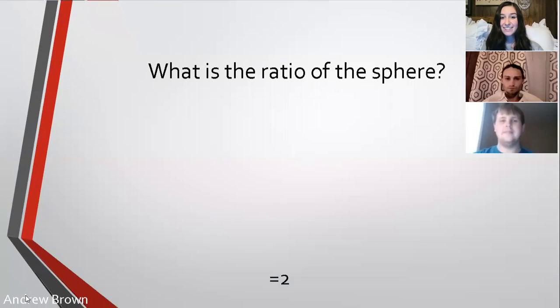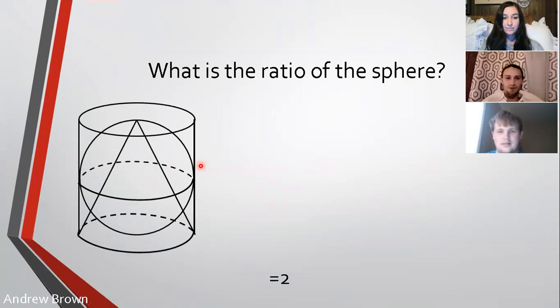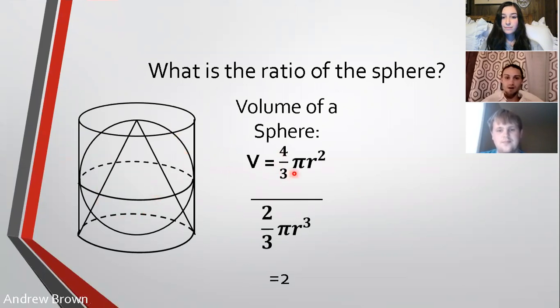You're welcome. Okay, Andrew, so what is the ratio of the sphere? Okay, good question. Let me pull up the sphere real quick. All right, so you see the sphere right there? Okay, so the volume of the sphere is 4/3 pi times radius squared, and this is what it looks like right here. This is the volume of a sphere.